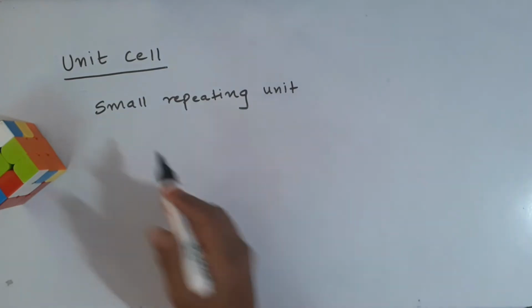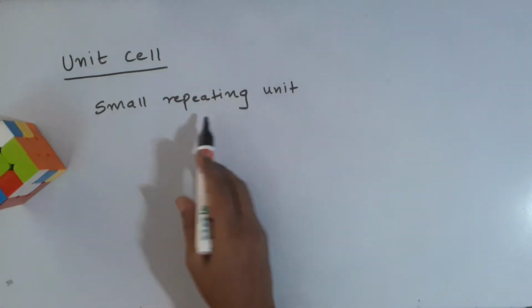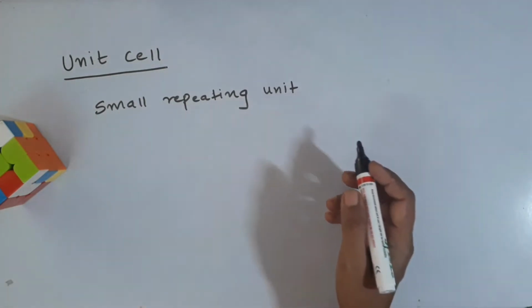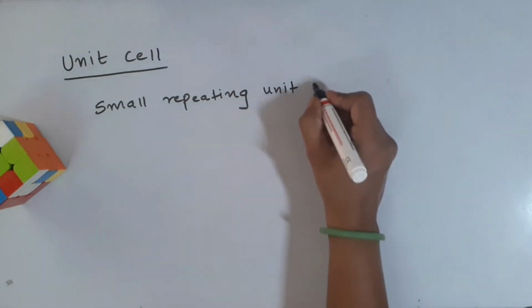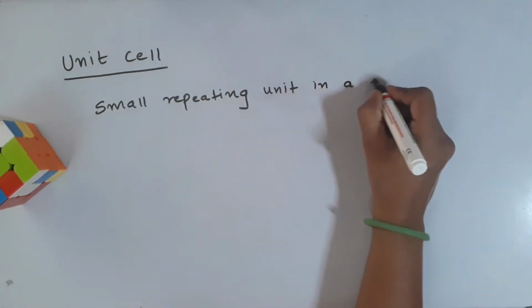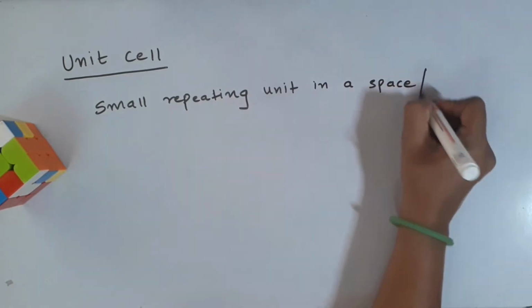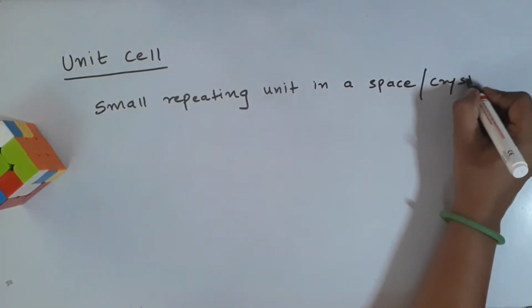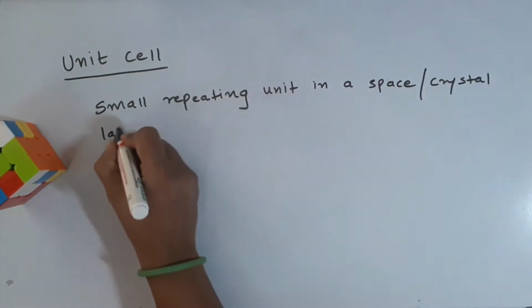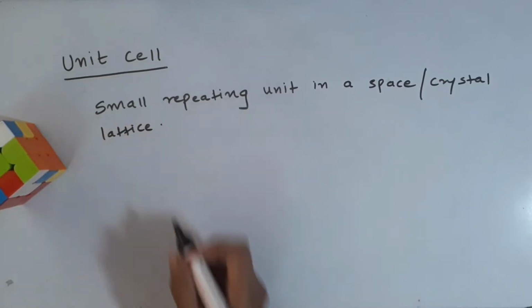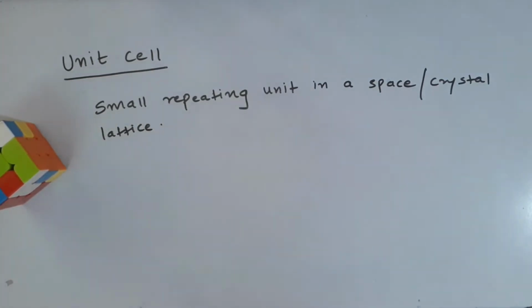So the definition of unit cell would be, it's the smallest repeating unit which when repeated in all the three directions generates the entire crystal lattice. Alright, so that's your definition.